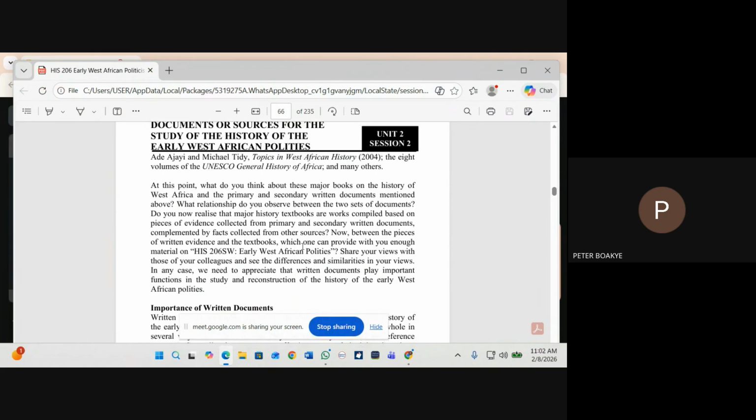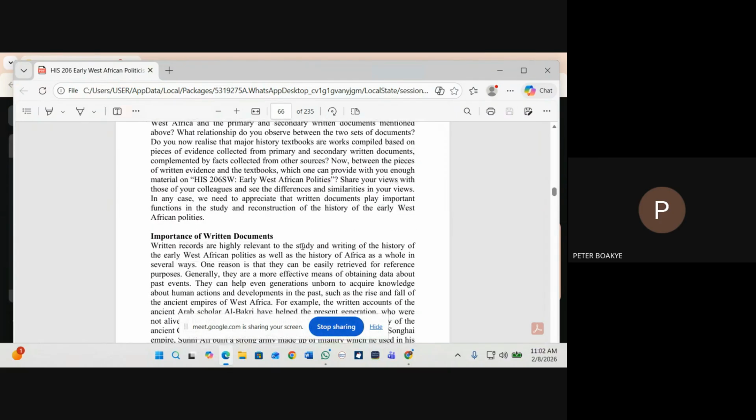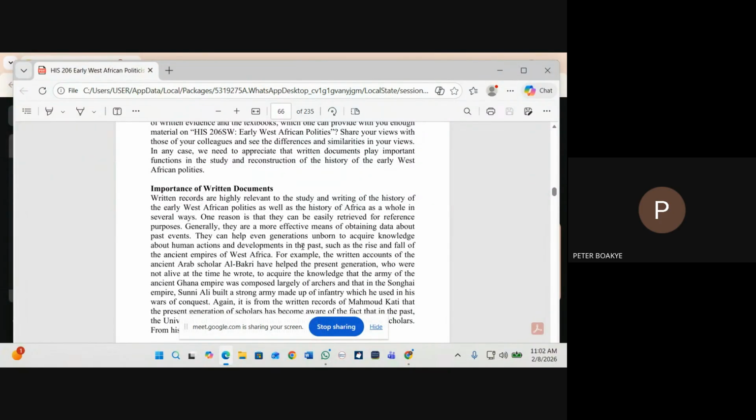So at this point, what do you think about these major books? They all contribute to the writing of early West African history. Now, importance of written documents. Are these documents relevant? Yeah. One reason is that they can easily be retrieved. You can get them for reference purposes. If they are there, you go to the libraries and they are there.